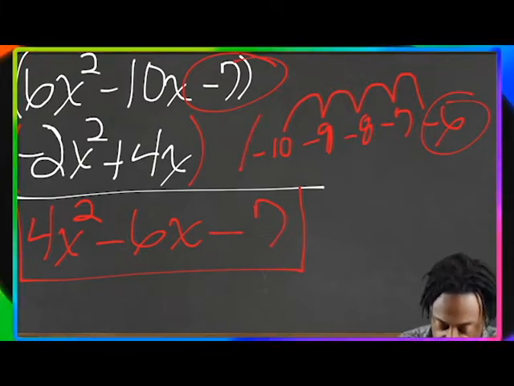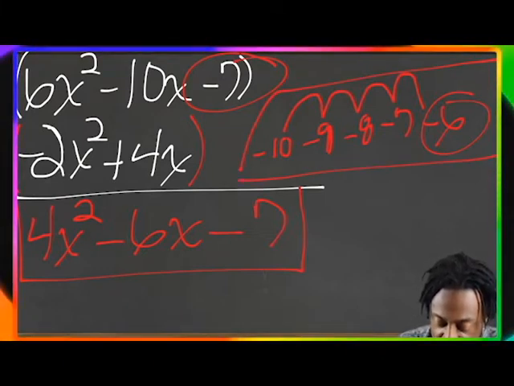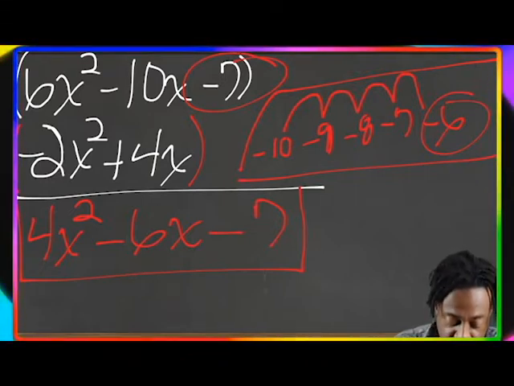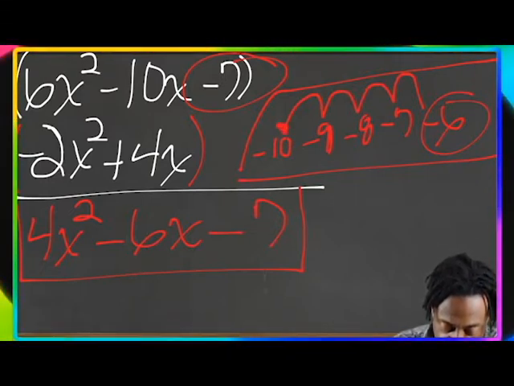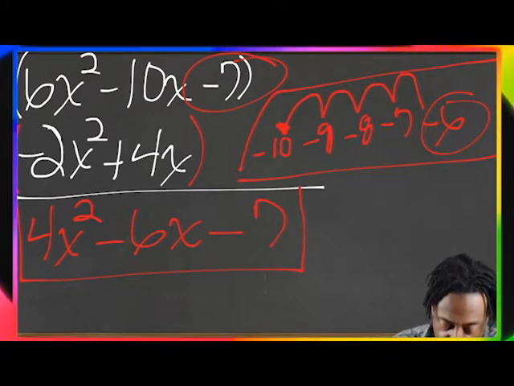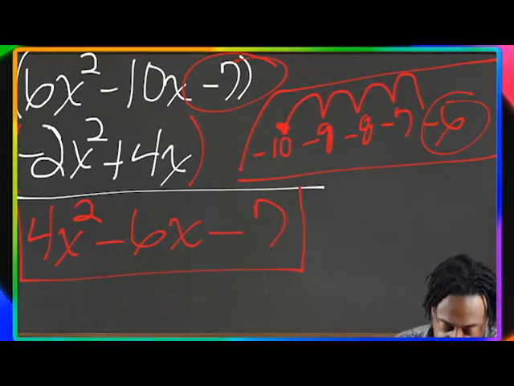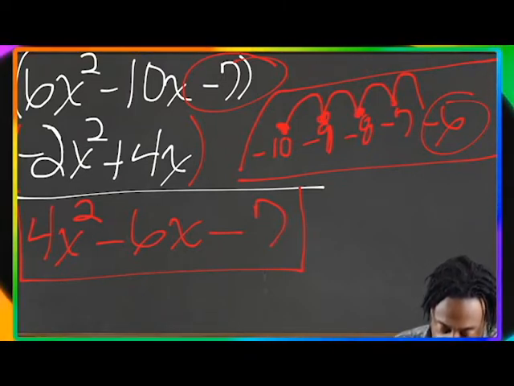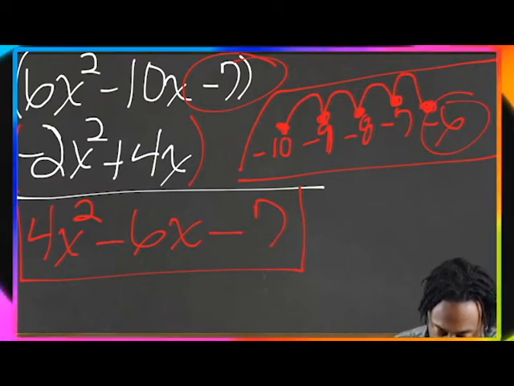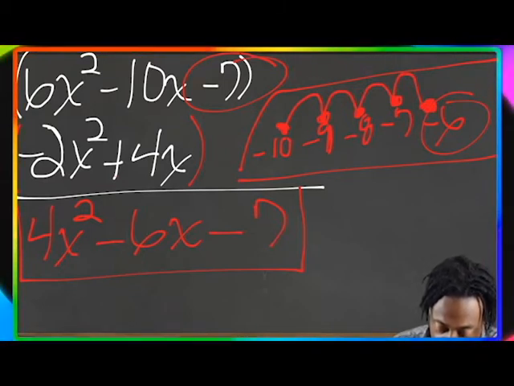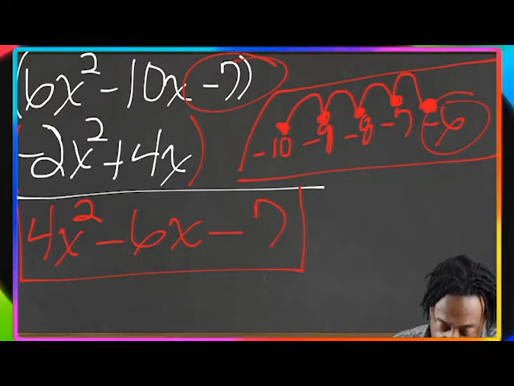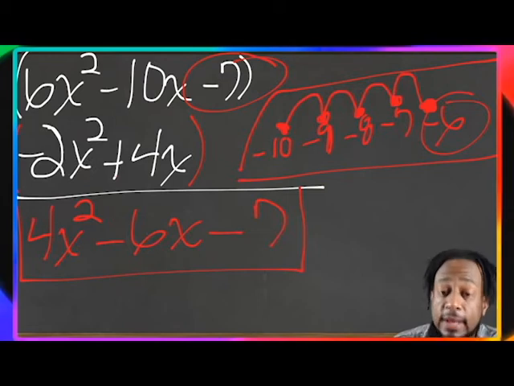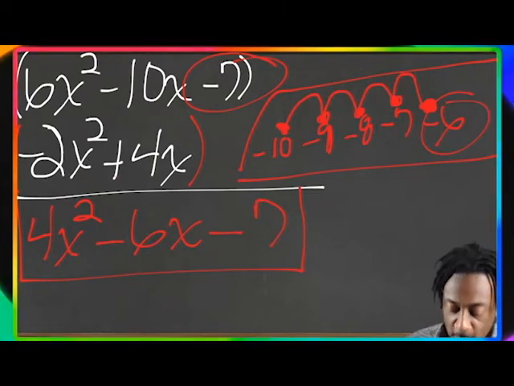Look at that. Start at -10. Go back -6. You can't mess it up. Okay? So start at -10. How many positive am I going? Positive 4. -9. -8. That's 2. -7. That's 3. -6. Positive 4. That's -6. So -6x. Don't forget about your x. And -7. So box it up.